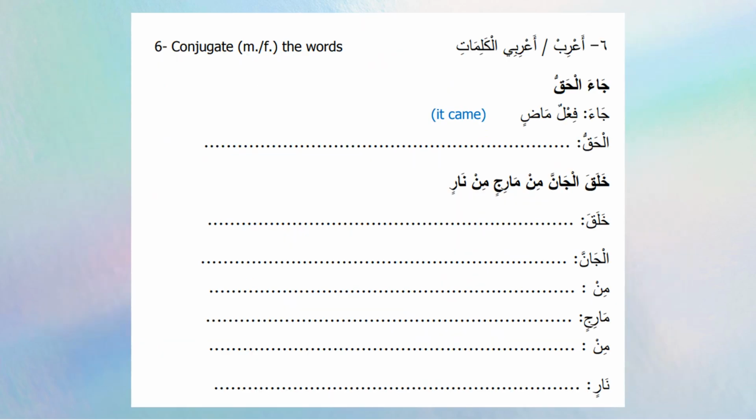let's do some i'rab here. Ja'a al-haq. So fail, and immediately after fail we have our fa'il. So ja'a has been given as fail madi, meaning it came, and al-haq is the doer. If you write doer or fa'il, the answer is correct. Fa'ilun. In Arabic you can say fa'ilun.